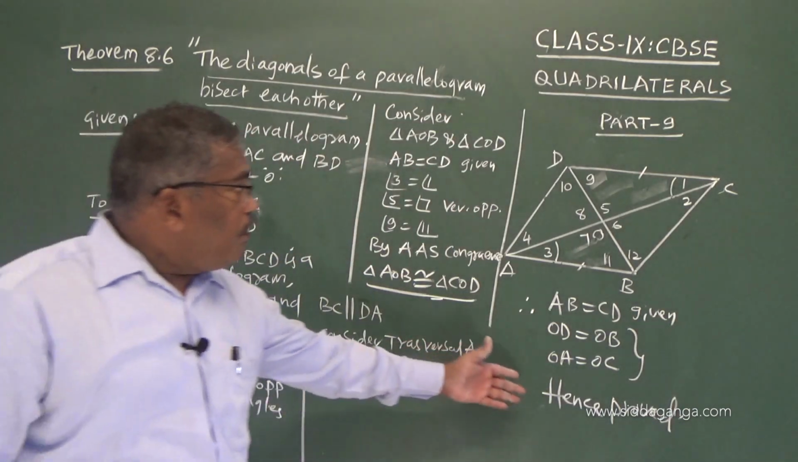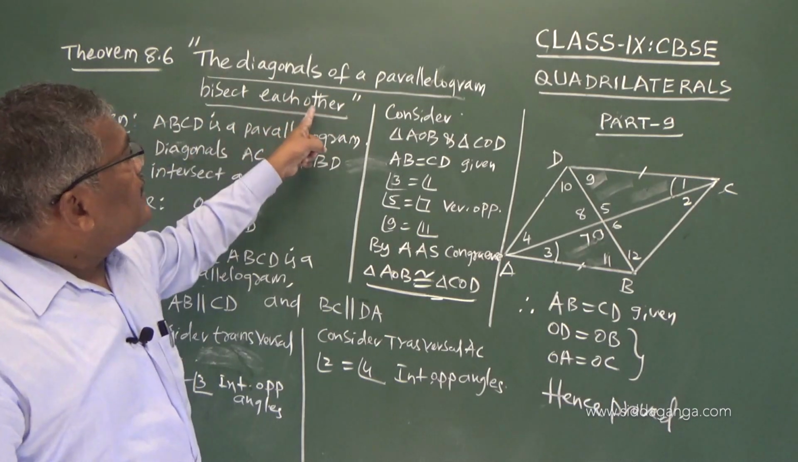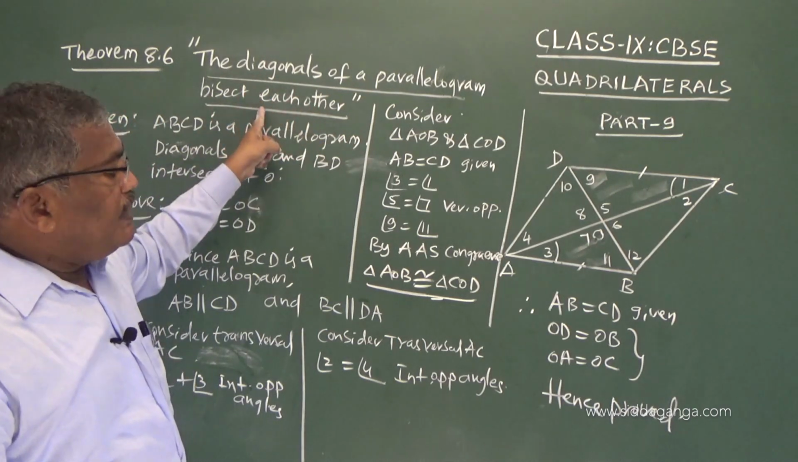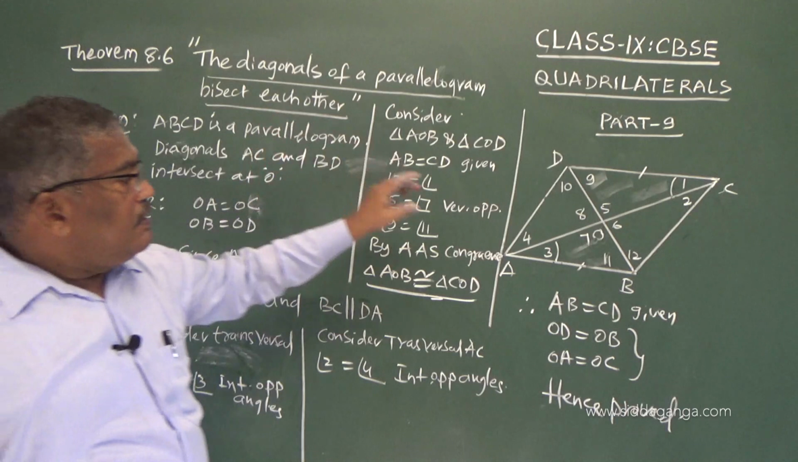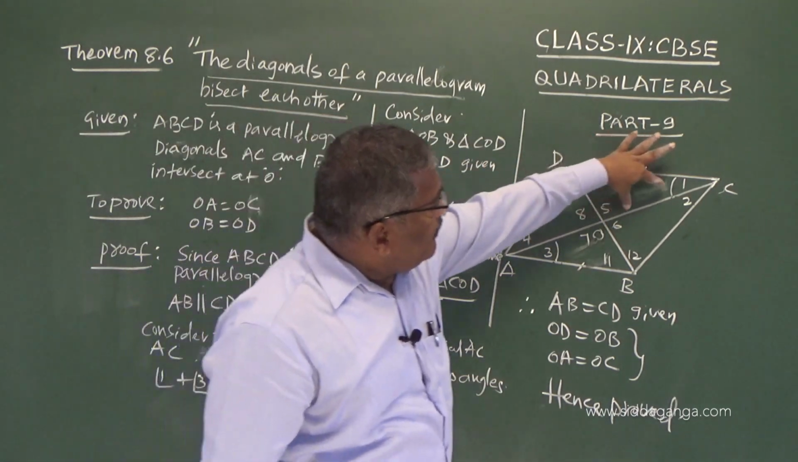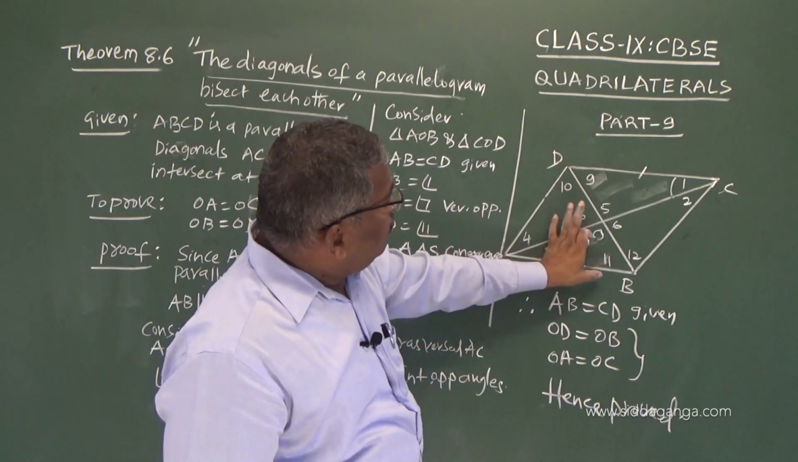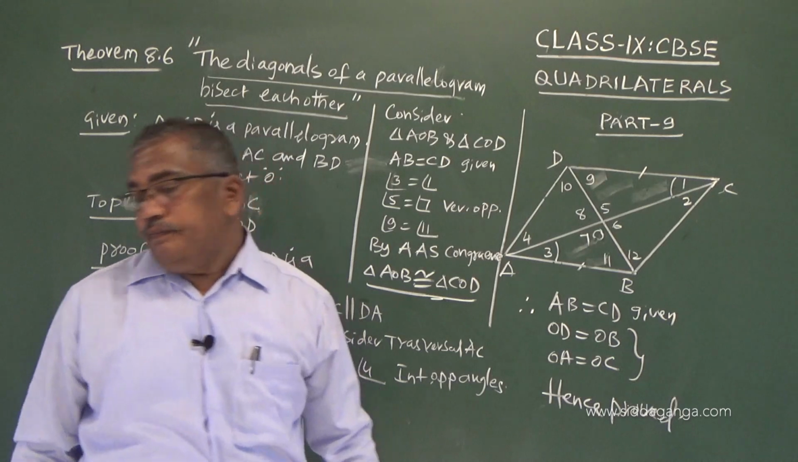So, what have we proved? In a parallelogram, the diagonals bisect each other. Bisect means this half of AC and this half of AC are equal. OC is equal to OA and OB is equal to OD.